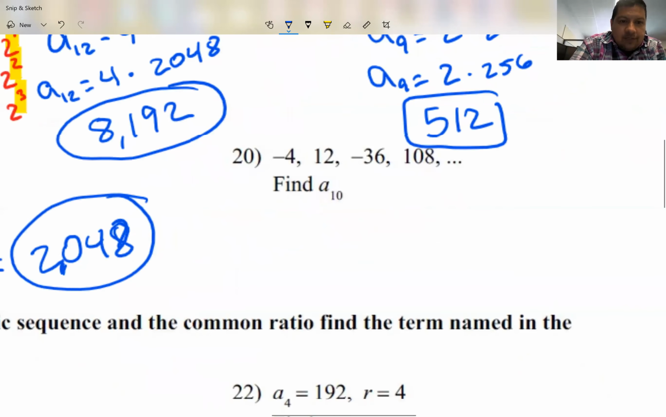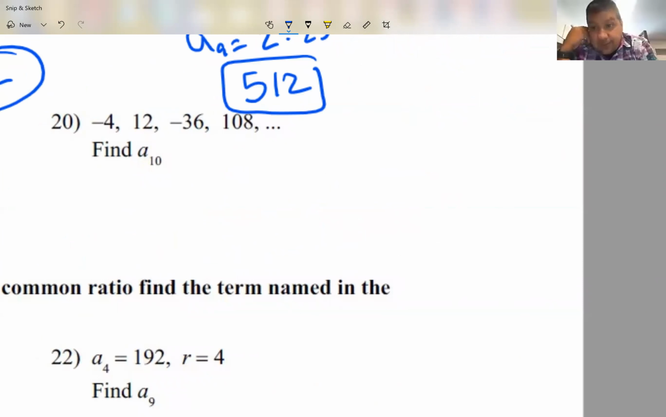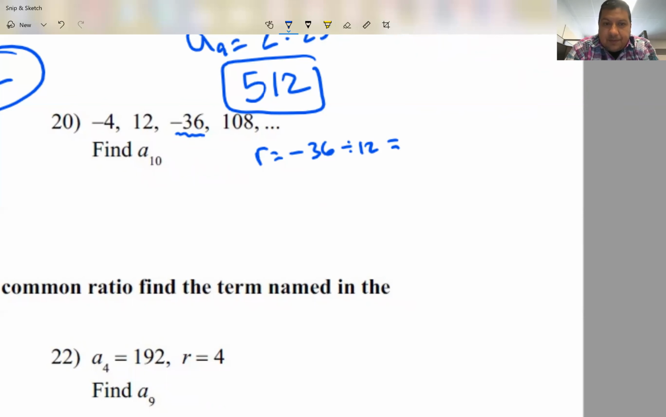Let's do one more of these examples. Let me find out what's the ratio. I'm going to choose -36, because I can choose any number from the list, any number. I'm going to choose -36 and divide this by 12, the number divided by the number before. So -36 divided by 12 gives me -3. Most people like to choose the second number: 12 divided by -4 still gives us -3.